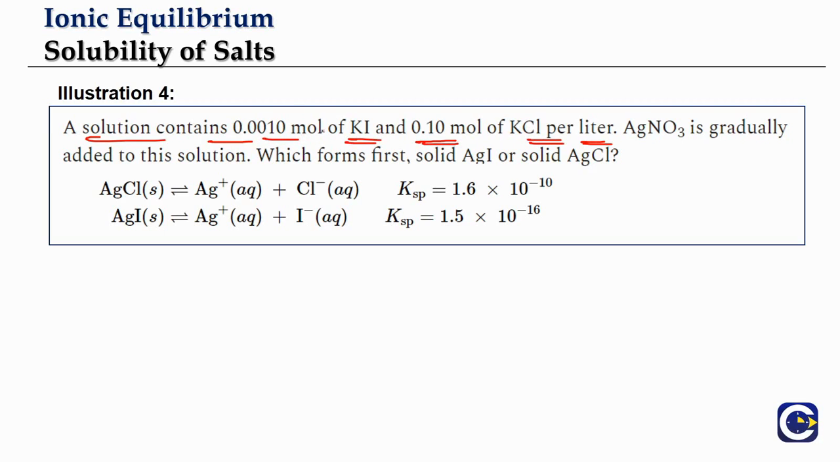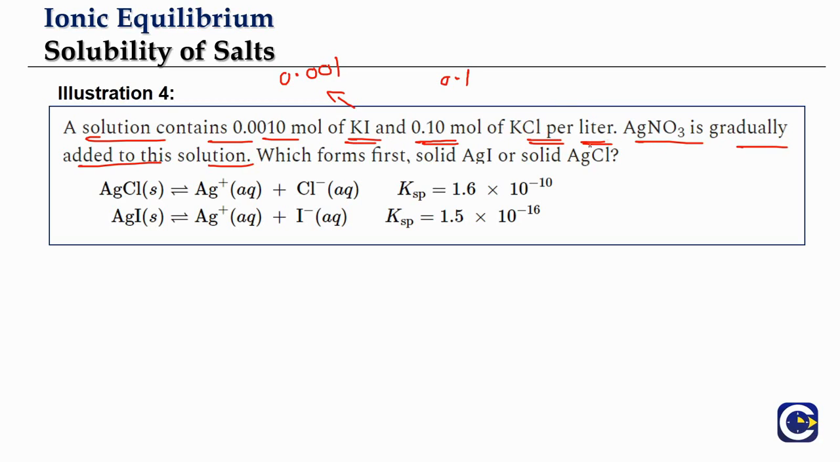0.001 mole of KI means the KI concentration will be 0.001 moles per liter, and the KCl concentration is 0.1 mole per liter. AgNO3 is gradually added to the solution. See, KI and KCl are strong electrolytes. They are going to completely dissociate to give us I minus and Cl minus.